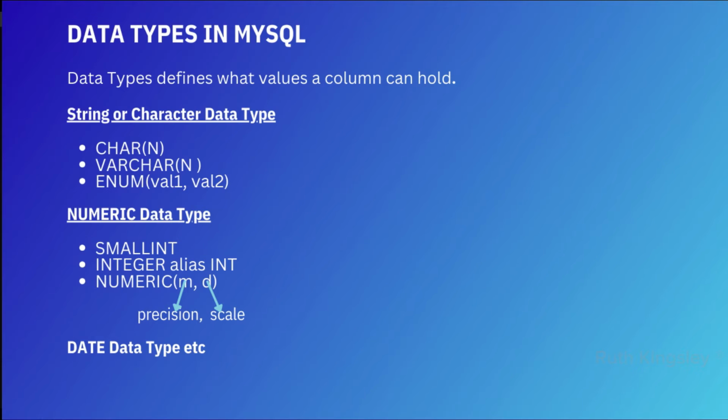So for our numeric values, we have small integers, we have medium integer, or it's also called integer, and also we have what we call numeric or decimal data type. So this numeric or decimal data type has two arguments, which is precision and scale. So precision is just the maximum number of digits that you should have, and the scale is the number of digits that should be there after the decimal point.